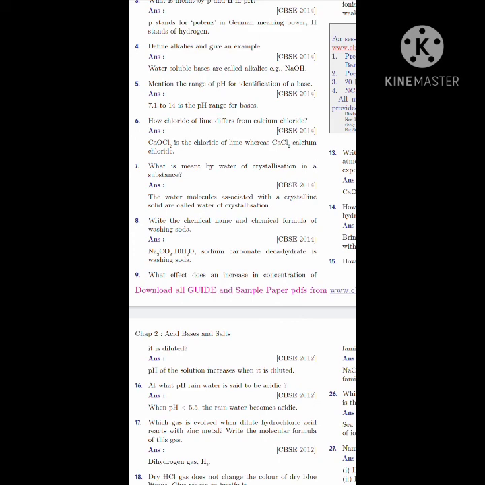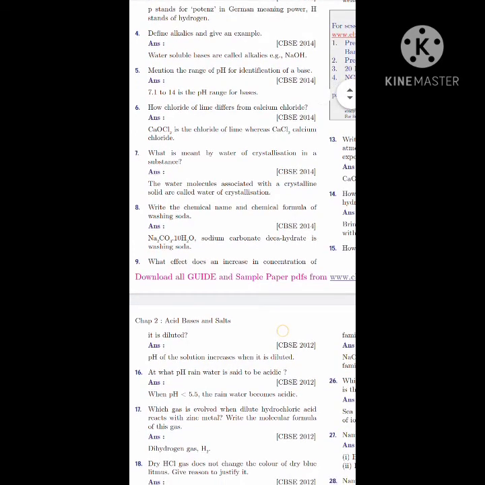Next, how does chloride of lime differ from calcium chloride? How is it different, children? By knowing the chemical formula: CaOCl2 is the chloride of lime, whereas CaCl2 is calcium chloride. That is the difference.